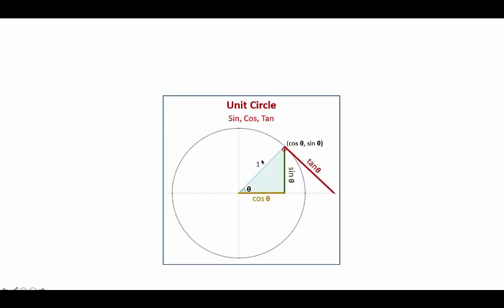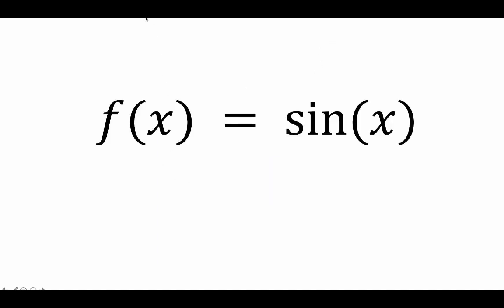So in the unit circle, when the length of this radius is 1 unit, then the sine function is simply the length of this vertical line, which is the height. In the ordered pair, this is the y value. But we'll talk about the unit circle later on. So this is now the sine function.